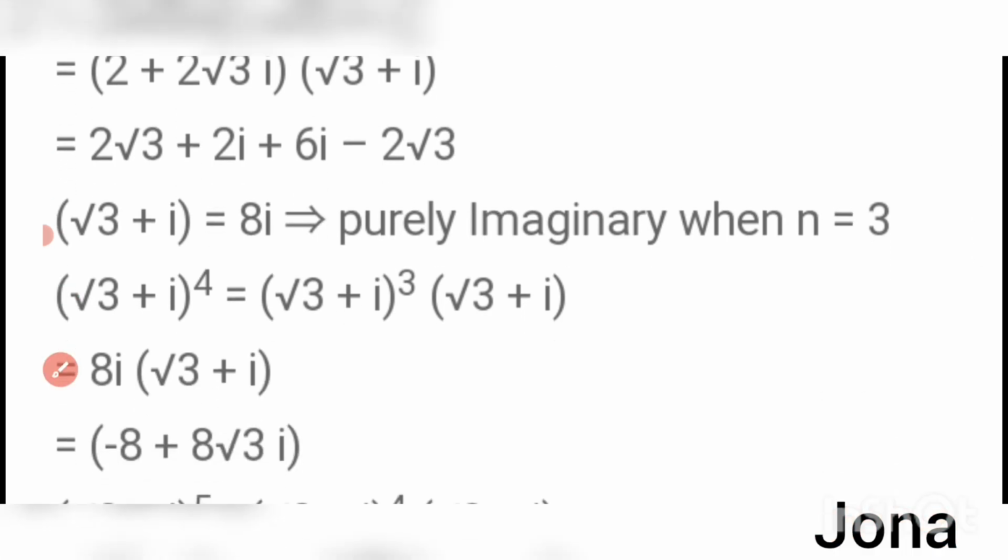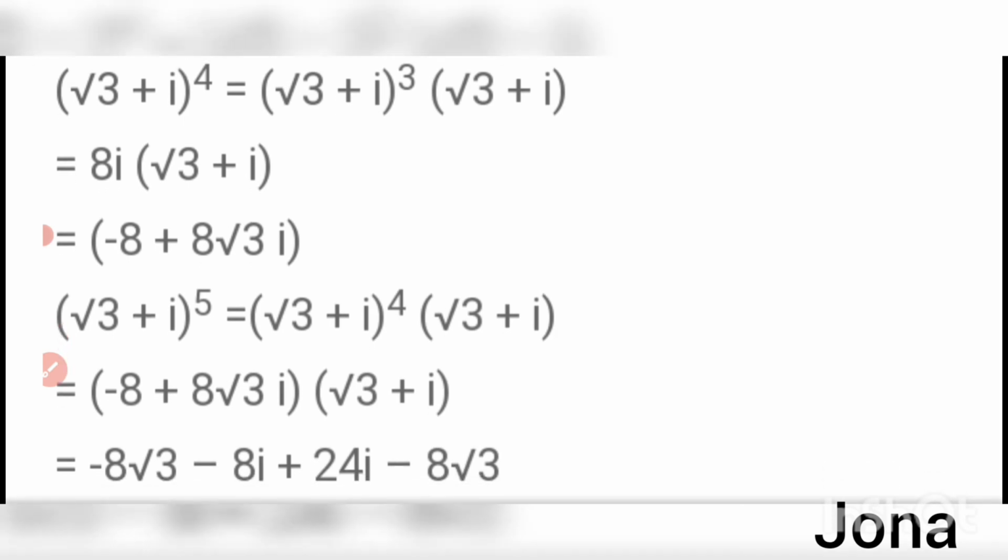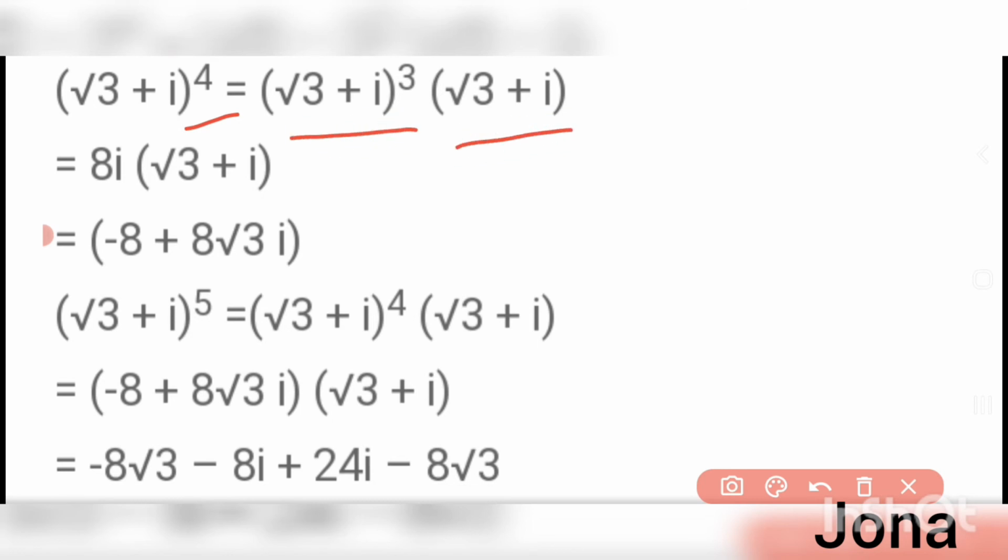So put n equal to 4 here. If you put n equal to 4, here (root 3 plus i) the whole power 4, we can split this as (root 3 plus i) the whole cube into (root 3 plus i), and the value of (root 3 plus i) the whole cube is nothing but 8i into root 3 plus i there. So just multiply these two. 8 root 3 i is here, and if you multiply these two here, that is minus 8 here.